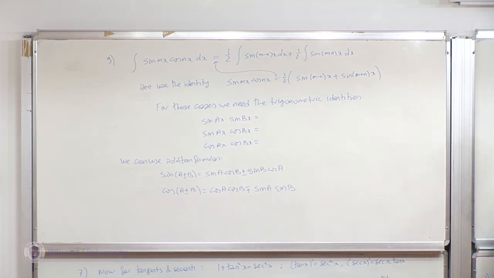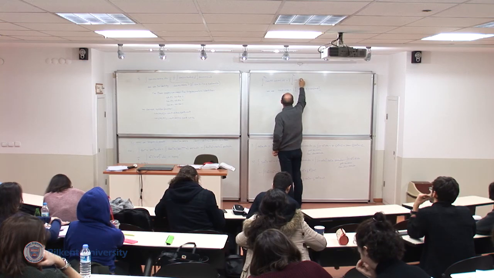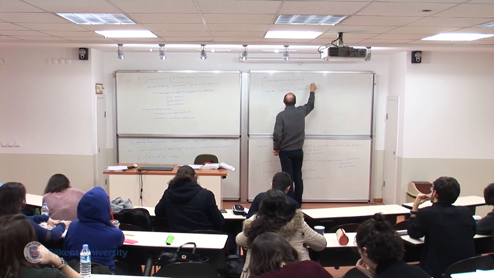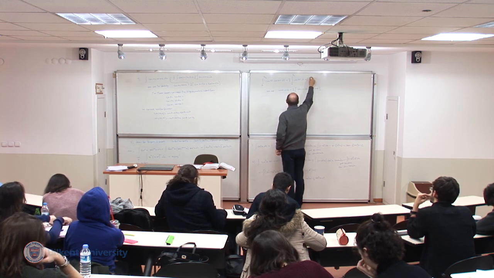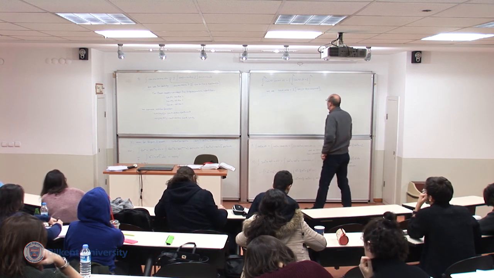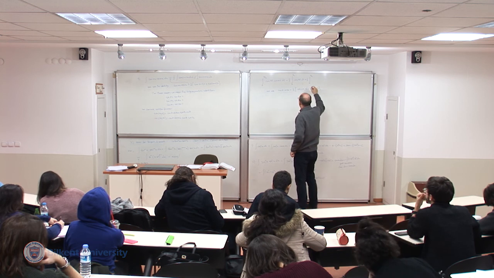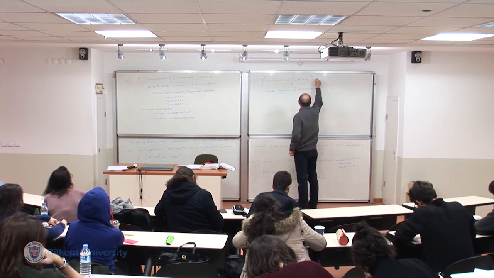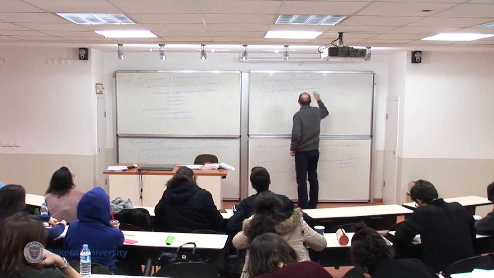We have 1 over 2 integral from 0 to pi over 2. Cosine A minus B in this case is 5, right? Cosine 5t dt plus 1 over 2 integral from 0 to pi over 2. A plus B is 15 in this case, cosine 15t dt.